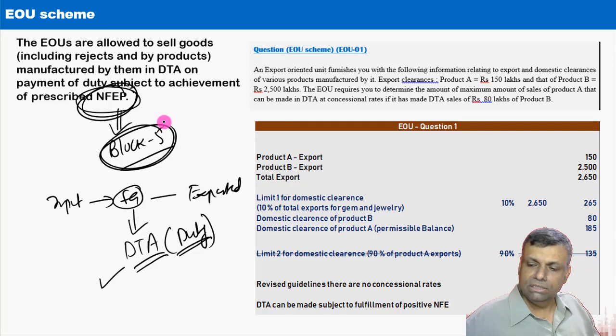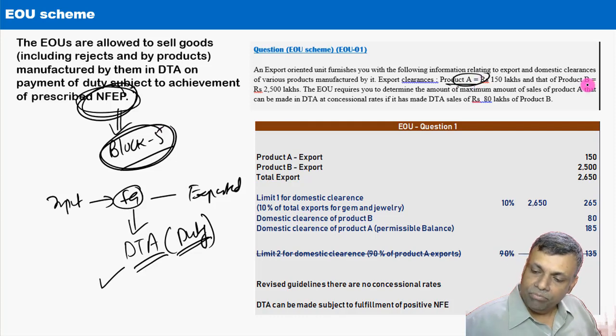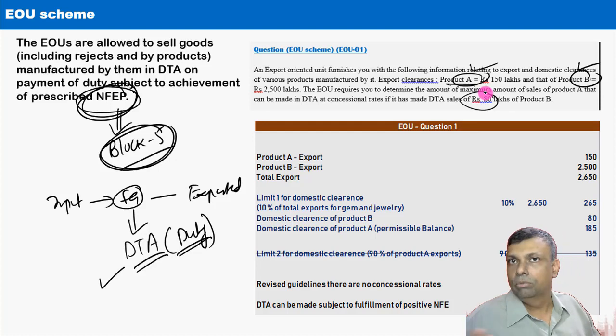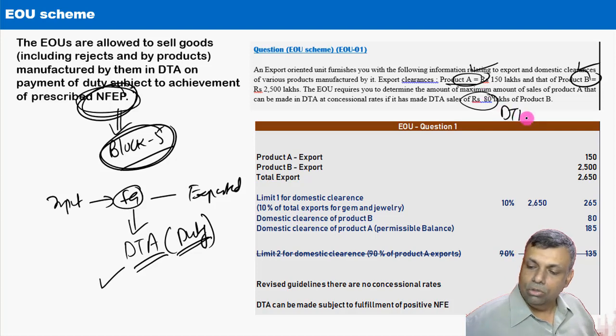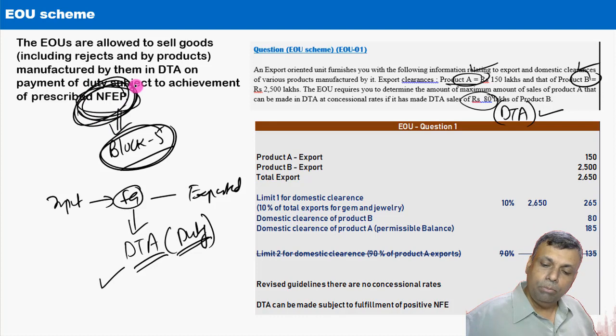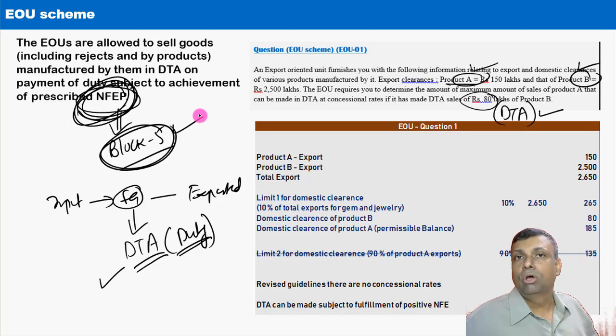Now sometimes in the examination they can ask you a question like, there is a product A and a product B. Product A has been exported, product B has been exported. However, some quantity of one particular product has been cleared in the domestic area, and for another product also they want to clear some quantity in the domestic area. So can they clear some extra quantity of another product in the domestic area? Yes, they can always do that. A domestic clearance, that means a local sale, is permissible. There is nothing wrong, but it is subject to the condition that there should be a positive NFE, that is, our net foreign exchange should be positive over a block of 5 years commencing from the year of production. So this is permissible.